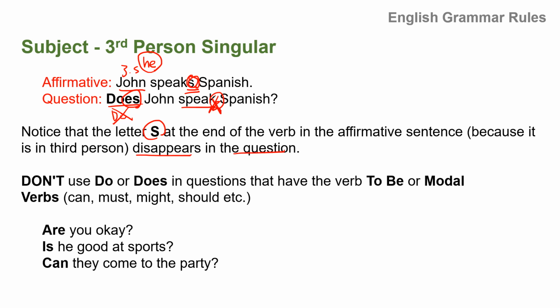And don't use do or does in questions that have the verb to be or modal verbs such as can, must, might, should, etc. Are you okay? This is the be verb, so do not say do you. Do not use do because this is a be verb. Is he good at sports? This is a be verb, so do not use do or does. And can is a modal auxiliary. Do not use do and can together. Only: Can they come to the party?